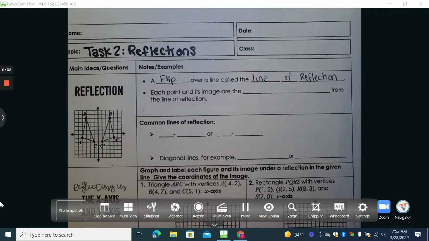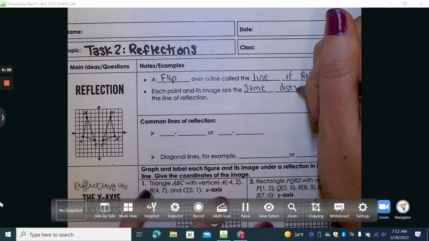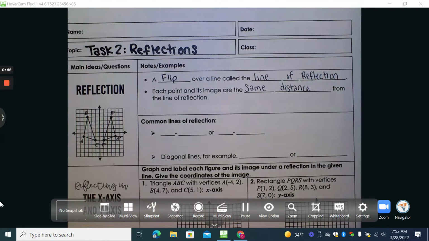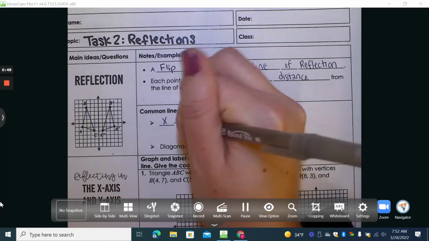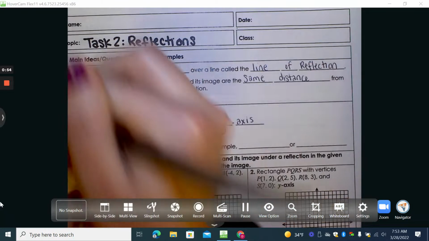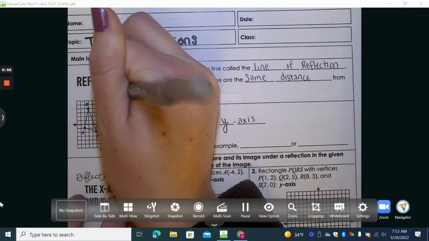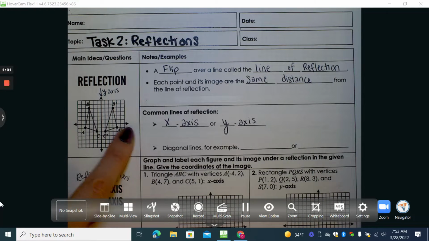And essentially each point and its image are the same distance from that line. So if I were to fold my graph paper in half, those triangles would line up on top of each other. Some common lines of reflection, some things that we're going to flip over: our x-axis or our y-axis. This one has been flipped over the y-axis. And so it's going from A to A prime on that side, from C to C prime on that side. They are the same distance away from that y-axis.